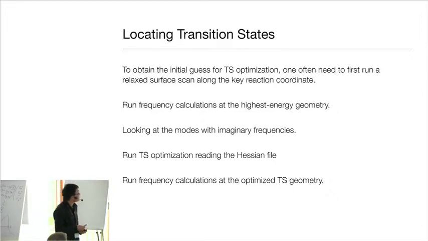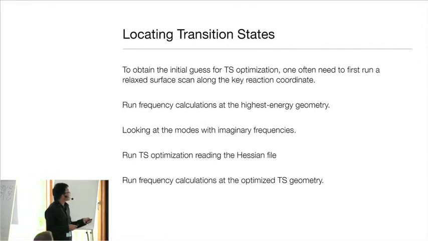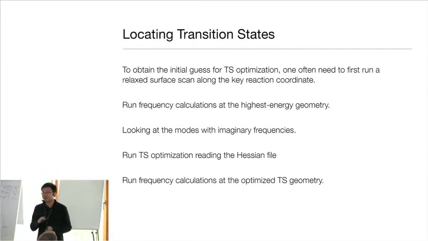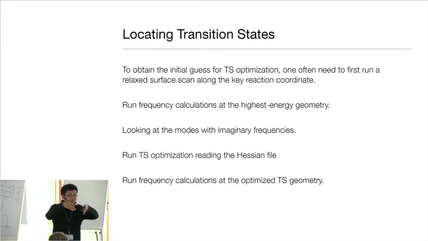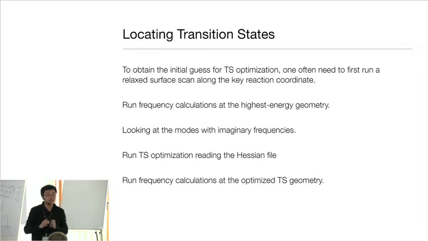First thing, you need to run a relaxed surface scan. Most people have tried these things. So what is a relaxed surface scan? We take a so-called key reaction coordinate, figure out which bond is formed and which bond is broken, and then you take the bond distance of this bond. You fix the bond distance, and then you optimize the geometry of all the rest of the coordinates. This gives you a feeling of the transition of the potential energy, so-called mapping the surface, the first step.